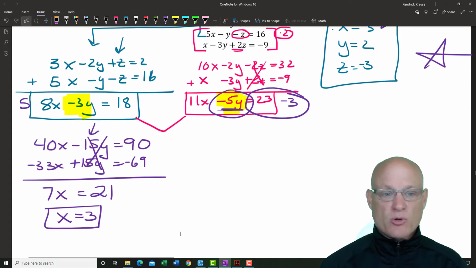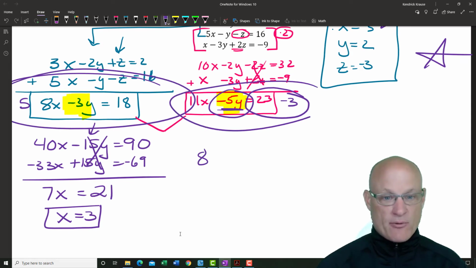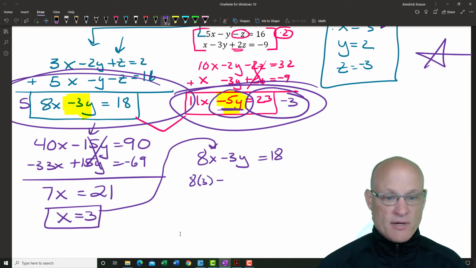Okay, now what we're going to do is work our way backwards. I always try to grab the easier equation. This one looks a little bit easier. You either grab that one or this one. It doesn't matter. So 8x minus 3y equals 18. You're going to plug this in. So 8 times 3 minus 3y equals 18.